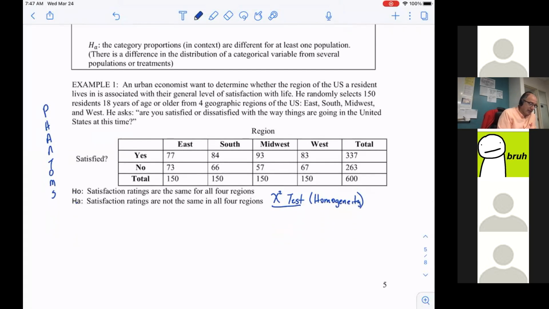Assumptions are going to stay exactly the same from yesterday. There are 4 that we have to meet. A random sample of people.